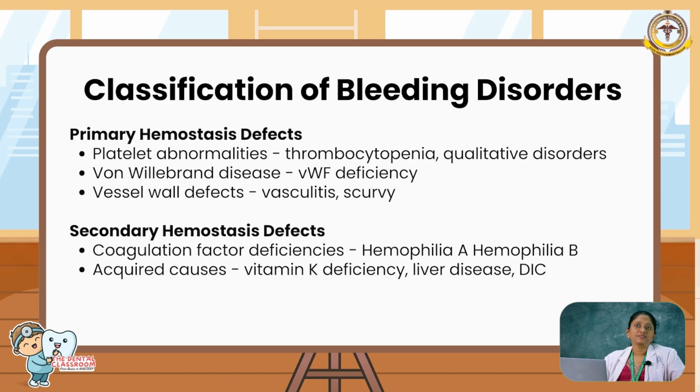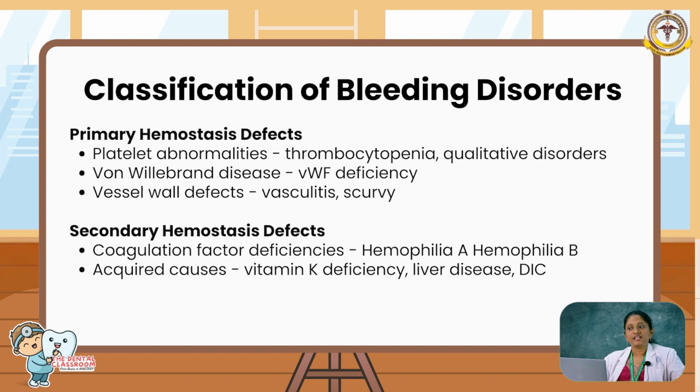We move on to the classification of bleeding disorders, followed by a small discussion on von Willebrand disease and hemophilia. Bleeding disorders can be classified based on the hemostasis defects as primary hemostatic defects and secondary hemostatic defects. Primary hemostasis defects are generally because of platelet abnormalities like thrombocytopenia or a qualitative defect in the platelets. It can also be because of von Willebrand factor deficiency or vessel wall abnormalities like vasculitis and scurvy.